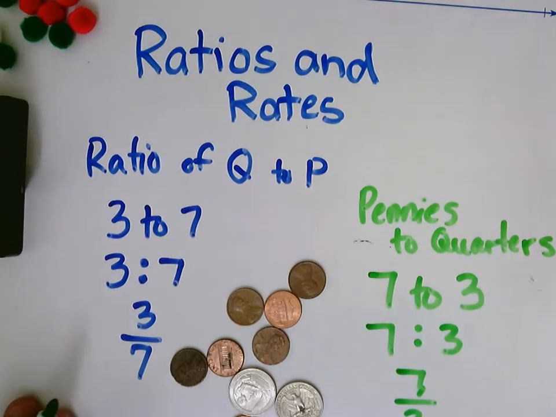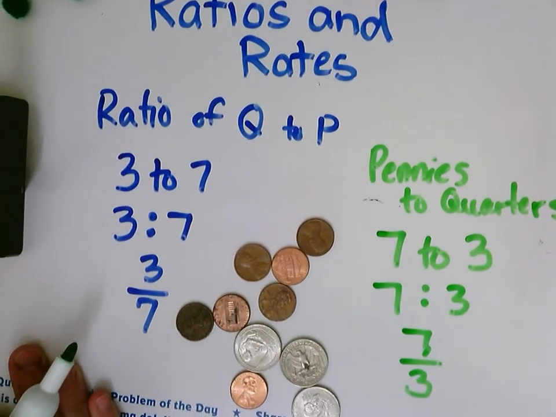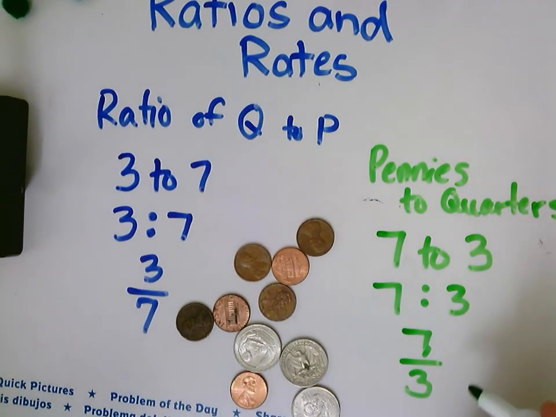The nice thing about ratios is that we're going to leave our fractions improper. So if I have 7 pennies to every 3 quarters, I'm going to keep it as 7 over 3, even though 7 is greater than 3. That's nice because in our last chapter we would change our improper fractions to mixed numbers. We're not going to do that when we talk about ratios. We're going to keep it improper like that.